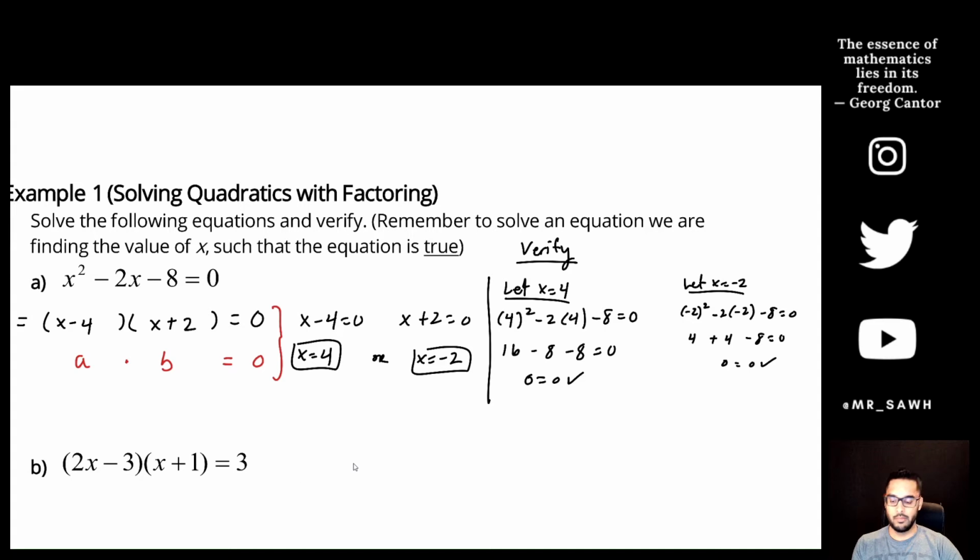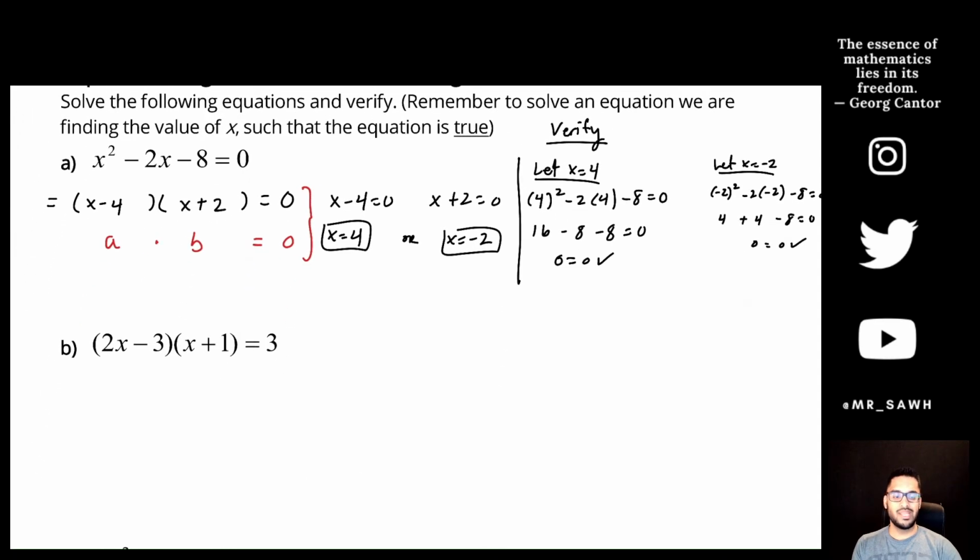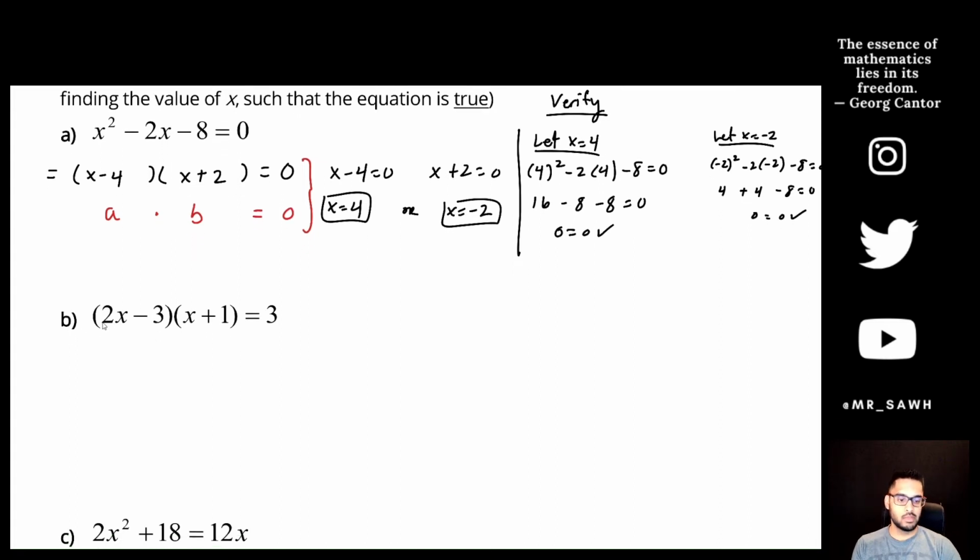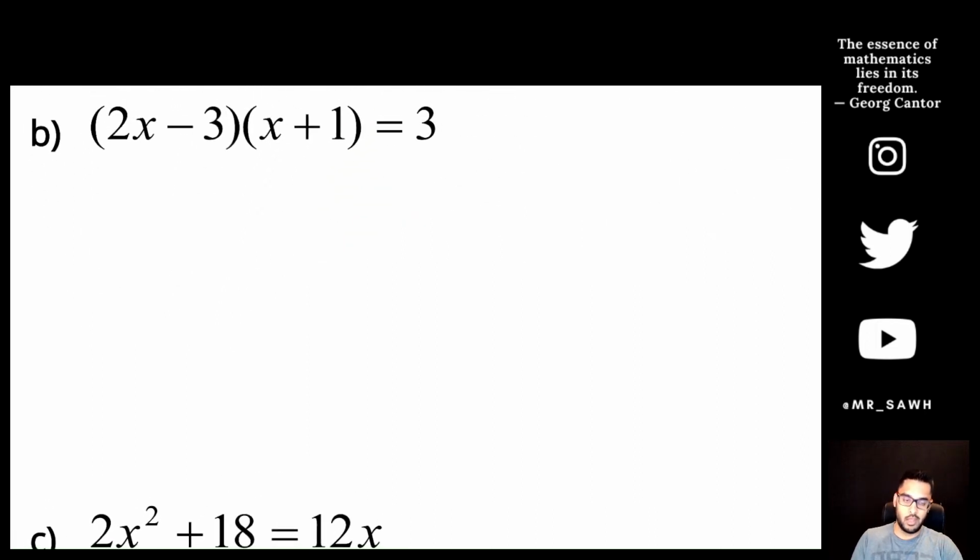Okay, we can do that for b as well. The problem is we need it to be equal to 0 for this to work. It has to be equal to 0, but right now it's equal to 3. So we're going to multiply everything out, collect some like terms, and make it equal to 0 before we do anything else, before I even start to try this.